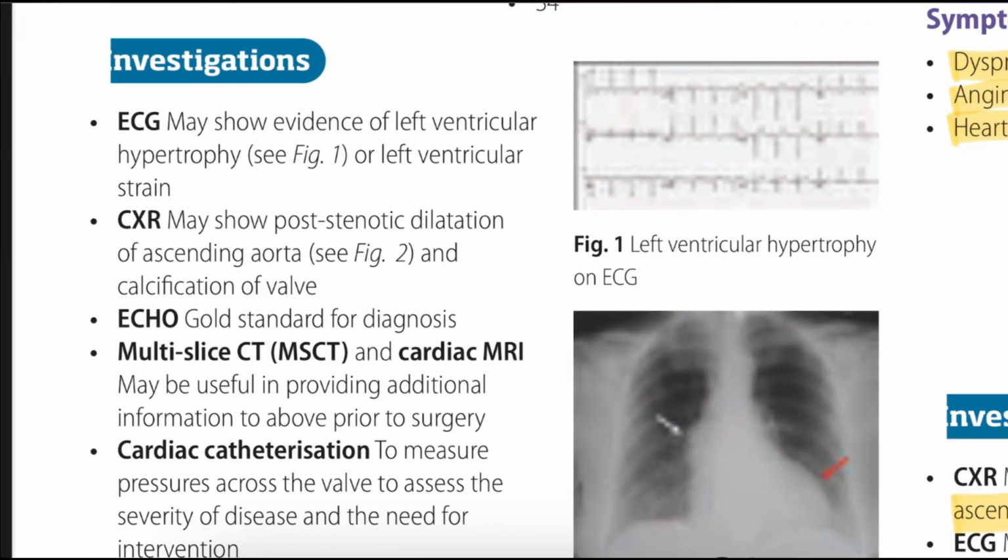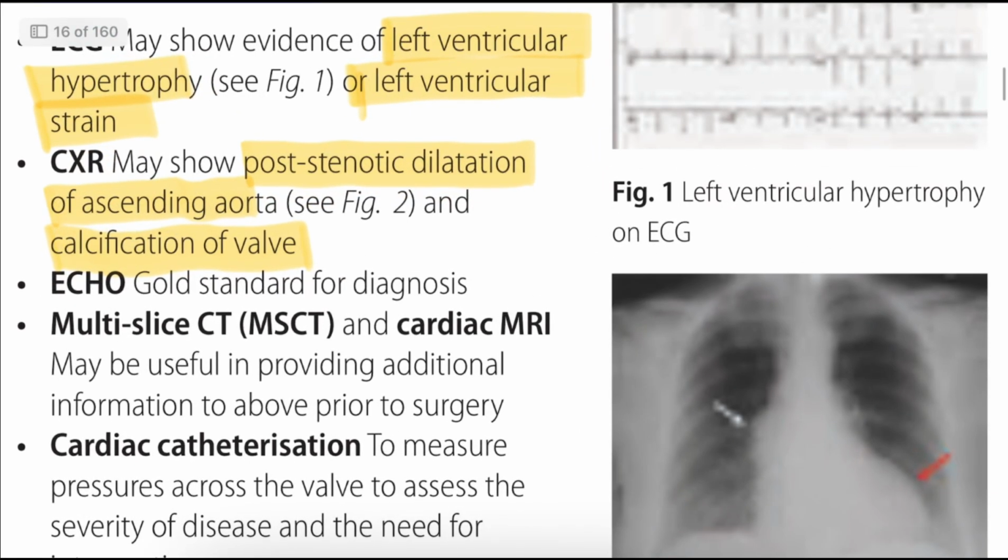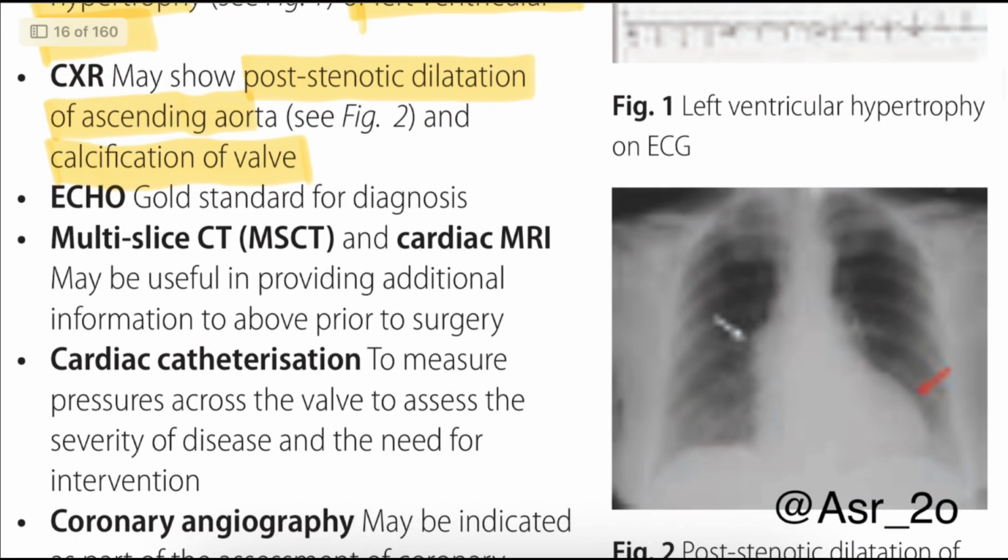In investigation, we can do ECG. The ECG will show evidence of left ventricular hypertrophy and left ventricular strain. Next we can do a chest X-ray. The chest X-ray may show post-stenotic dilation of the ascending aorta and calcification of the valve. Next we can do echo. Echo measures the valve area and pressure gradient. Echo is the gold standard for diagnosis.